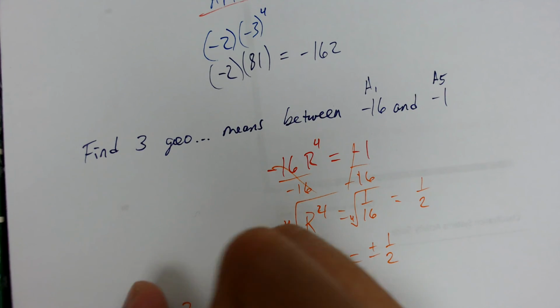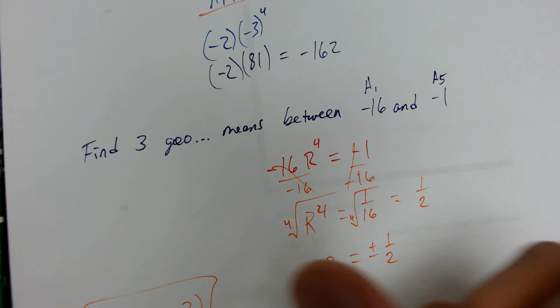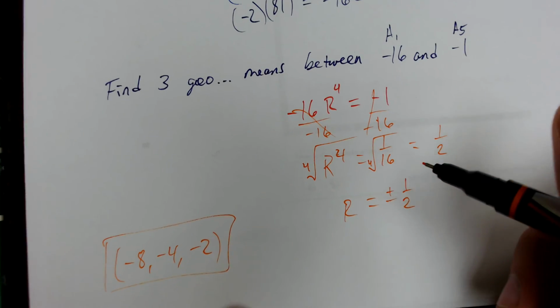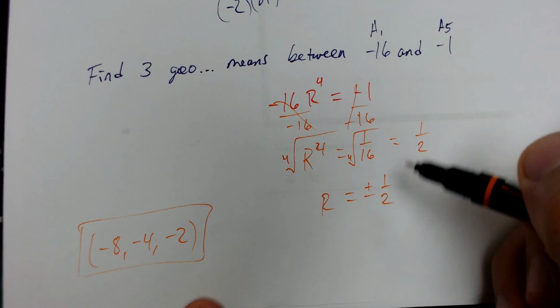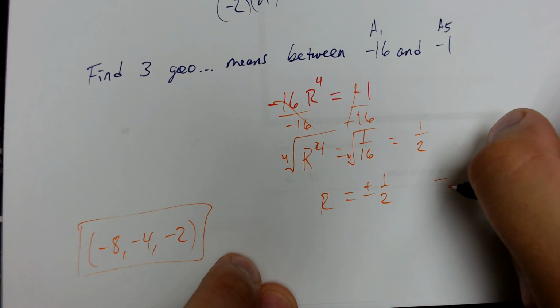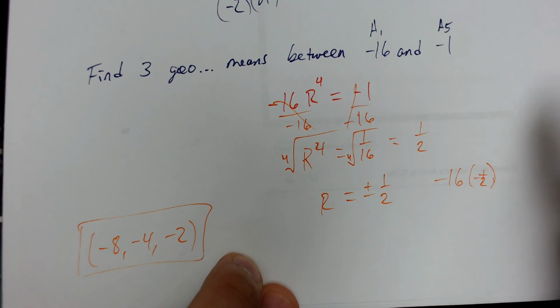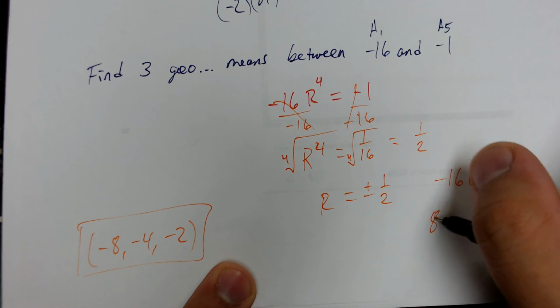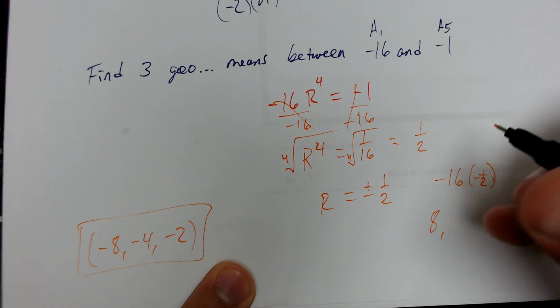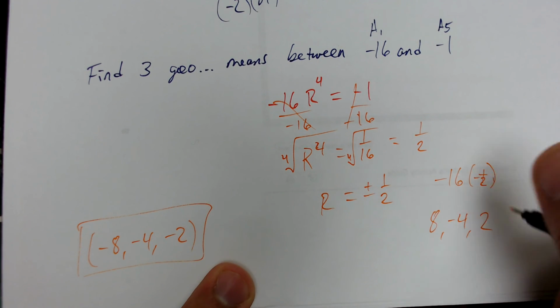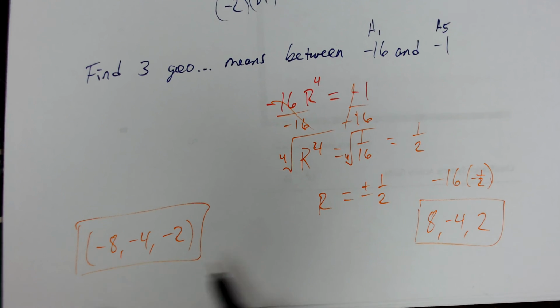The other option is if I use negative 1/2 and then I take negative 16. Whoops, I just realized that was off camera. So if I take negative 16 times negative 1/2, I'll go ahead and write this out so we don't get confused. This would actually become positive 8. Positive 8 multiplied by negative 1/2 would become negative 4. Negative multiplied by negative would give me positive 2. So these are our 2 options.